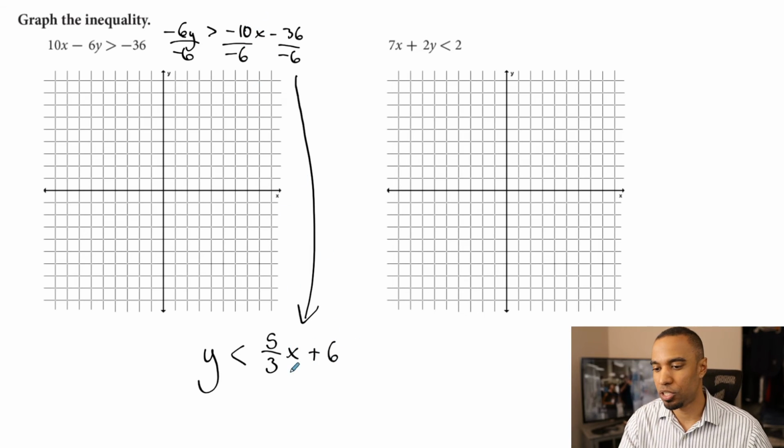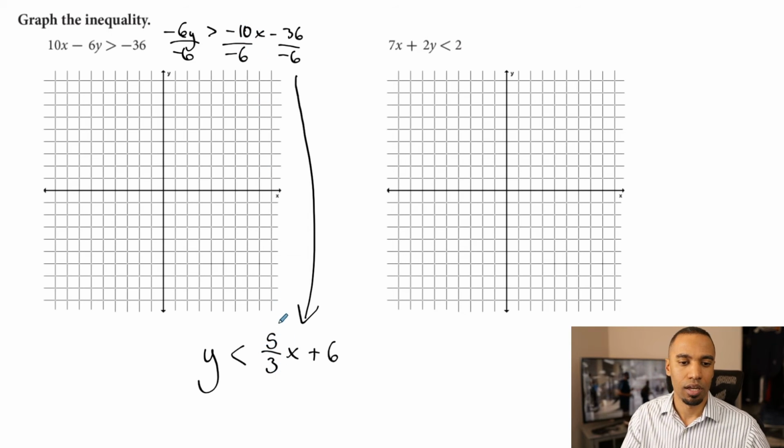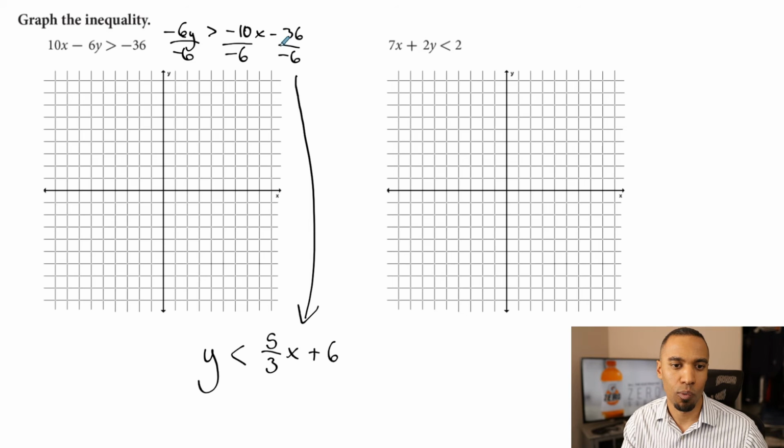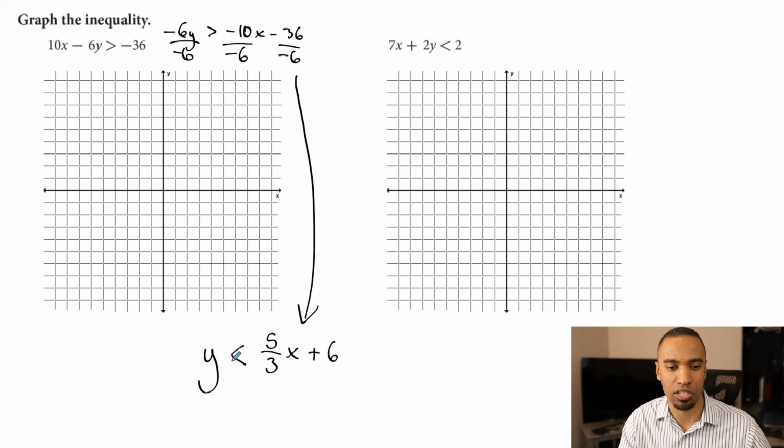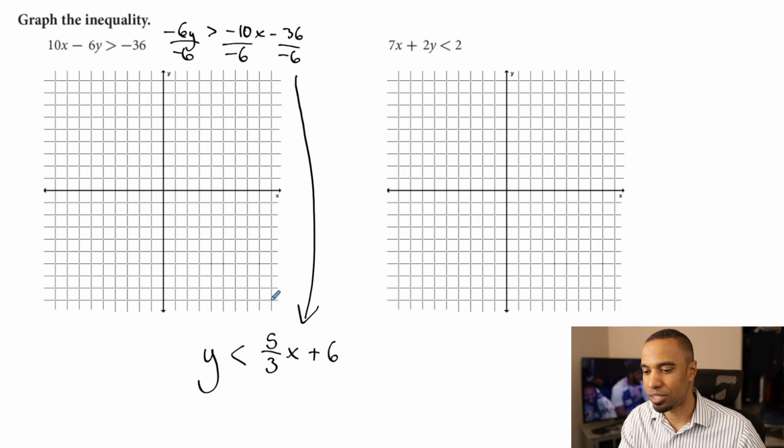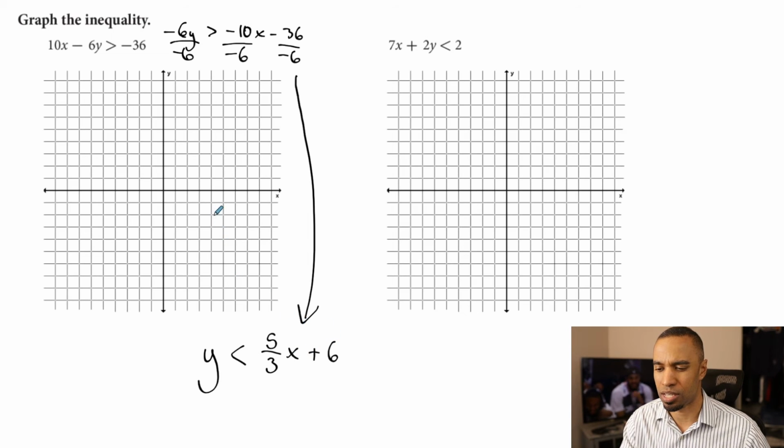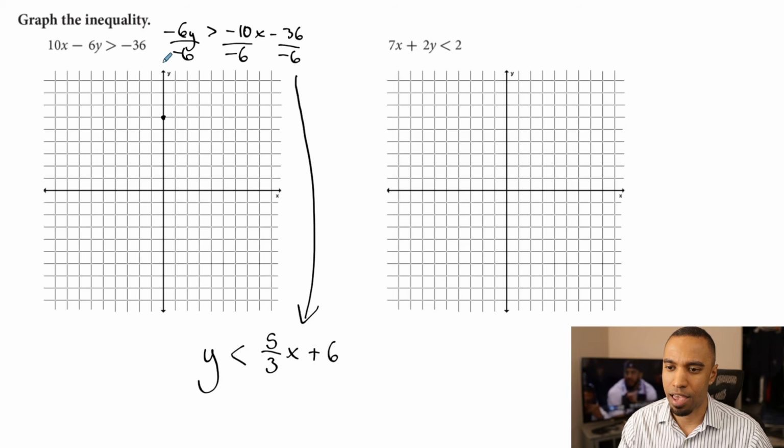Okay, I reduced 10 over 6 to 5 over 3. I divided the 10 by 2 and the 6 by 2 and I gave a better looking version. Everything was negative, divide by negative, everything is now positive. So y is less than 5/3 x plus 6. Let's go ahead and do this in black. Why not? Start at 6, rise 5, run 3.